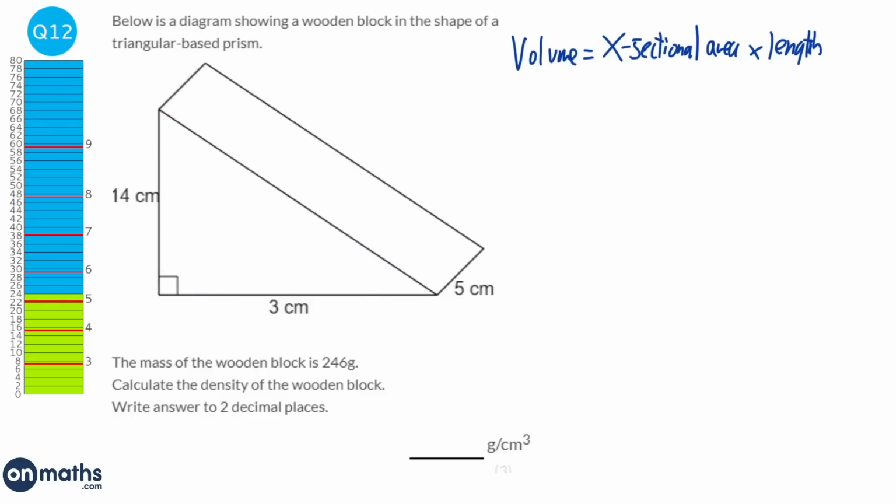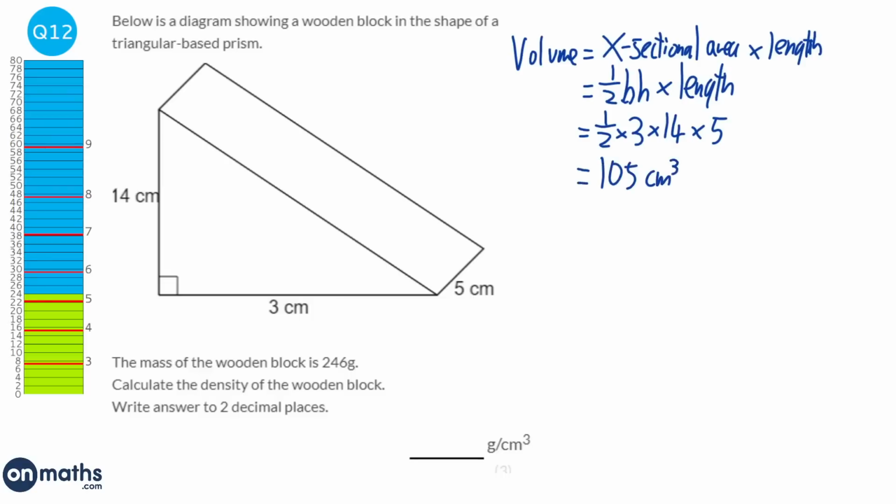And so we're just finding the area of that triangle, so half base times height. And we're going to times it by the length. And the length is how 3D the prism is. So the base is 3, the height is 14, and the length is 5. And when you do that, you get 105 centimeters cubed.